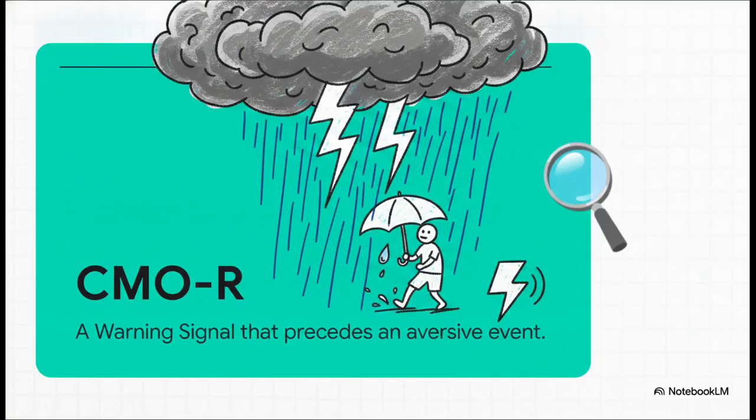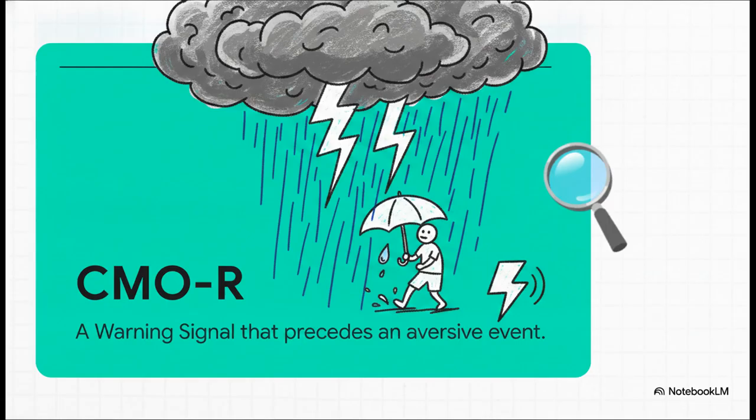To really get your head around this first concept, I want you to visualize a bright, loud, spinning red warning siren. Just keep that flashing red siren in your mind. A CMO-R, or Reflexive Conditioned Motivating Operation, acts exactly like that. It's a literal warning signal that precedes an aversive event. Imagine you're outside, you look up and you see these incredibly dark, heavy clouds rolling in, and you hear the deep rumble of thunder. Well, that thunder is your warning signal, right? It's preceding a highly aversive event, which is getting caught in a terrible freezing storm.